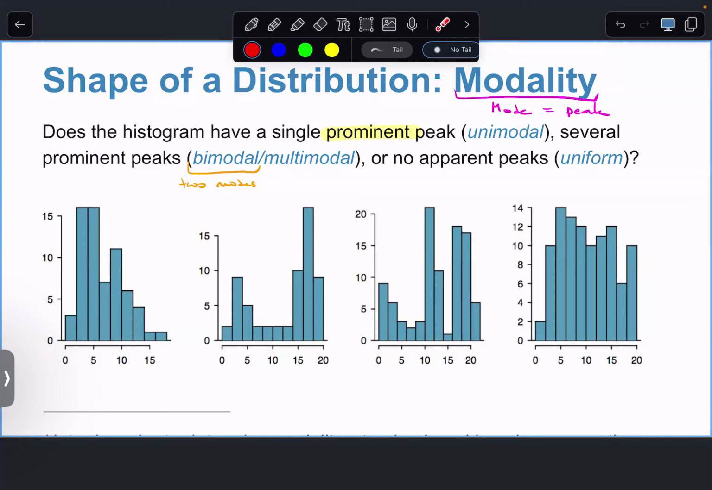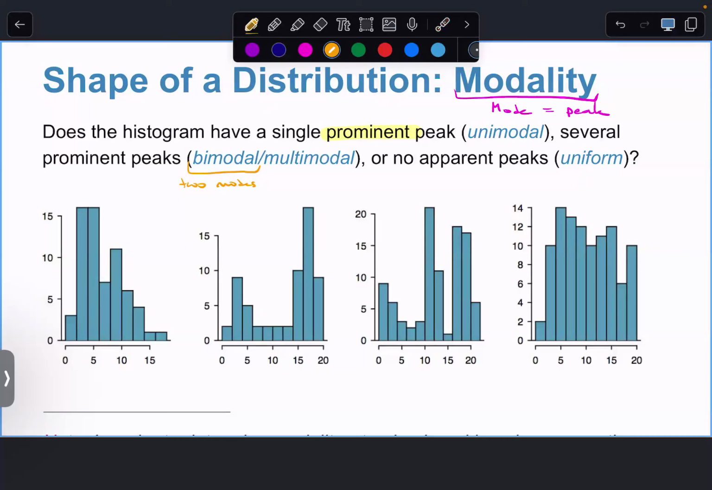What you'll find is there are always clues in the words. I love etymology. Etymology is the origin of words and where words come from, probably because it is so helpful. And no apparent peaks means that it would have a uniform distribution, just kind of even.